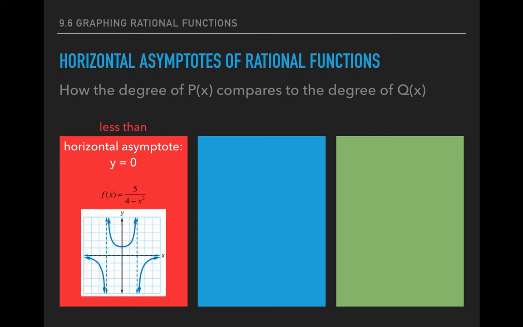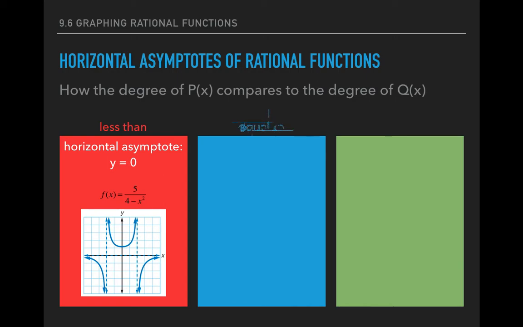Take, for instance, this graph here. The degree of the numerator is 0. You don't have x raised to any power. It's just a constant polynomial, which means it has a degree of 0. And in your denominator, your degree is 2 because x is raised to the second power, that is the highest power. Because your numerator's degree is less than your denominator's, you're going to have a horizontal asymptote.